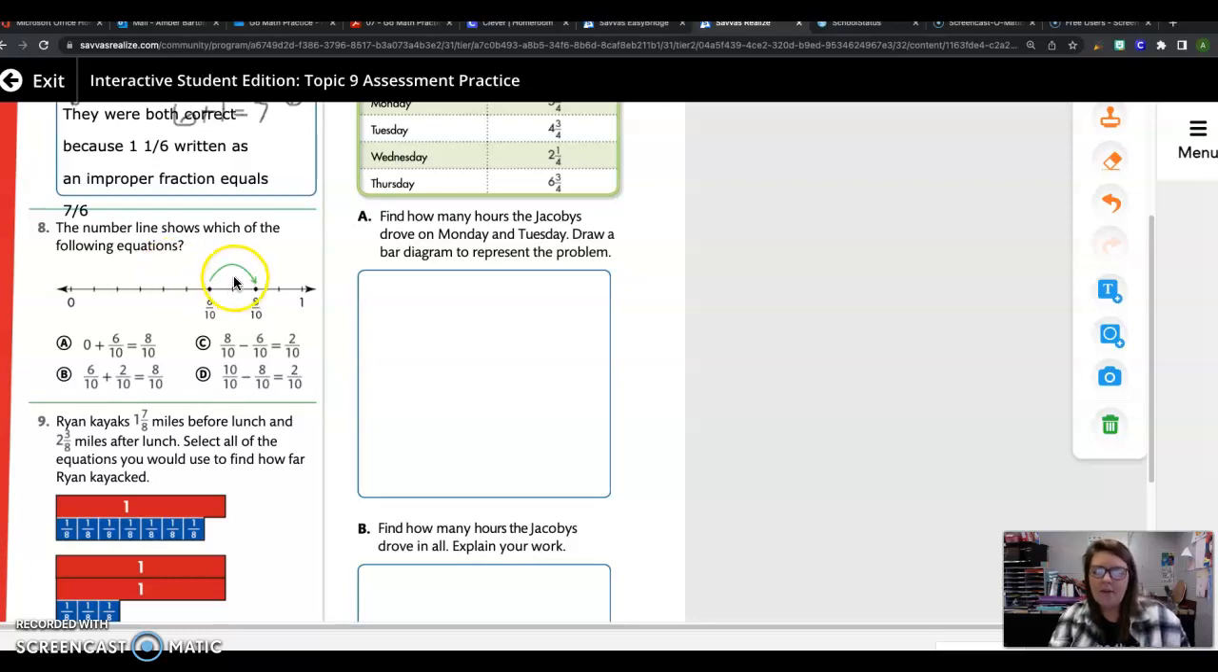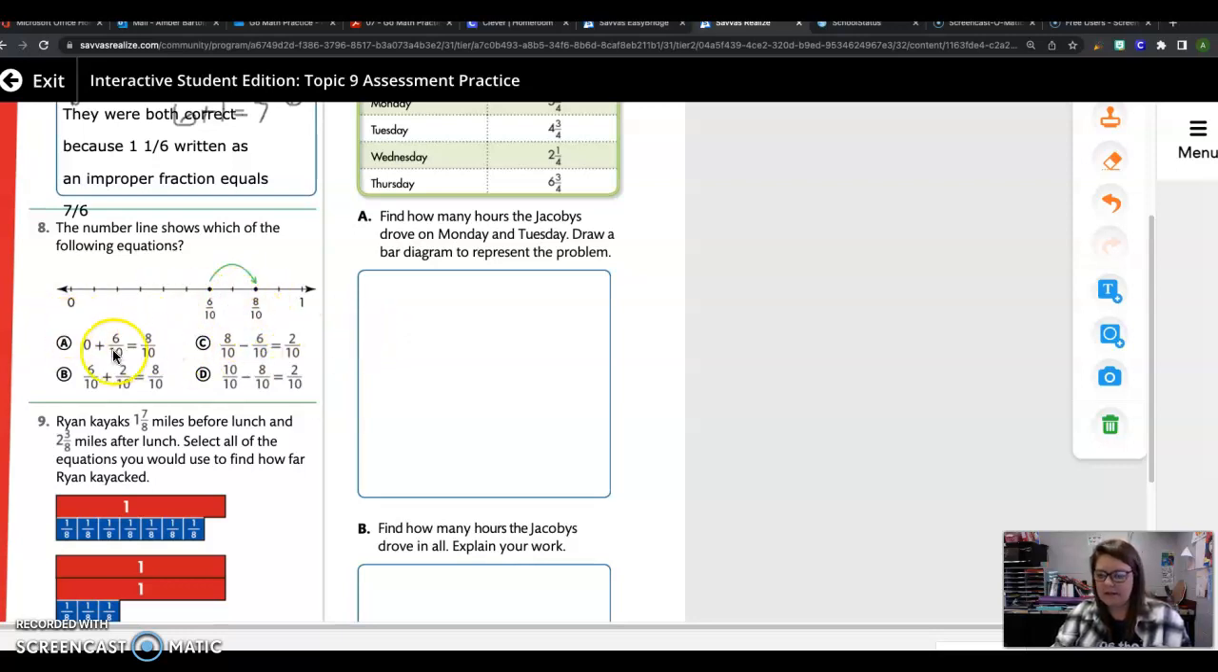Another thing that I notice is that this number line is divided into tenths. So each of these is going to equal 1/10, right? So if I'm adding, how much am I adding? We start at 6/10, and we're going to jump 1/10, 2/10 to get to our final answer. So I know that my equation should say 6/10 plus 2/10 equals 8/10.